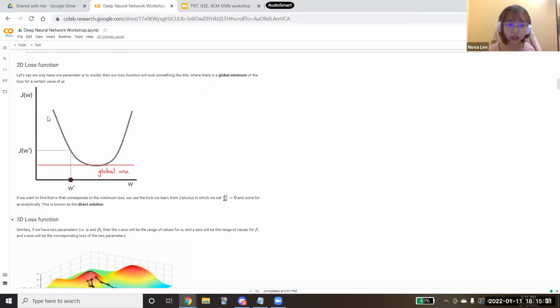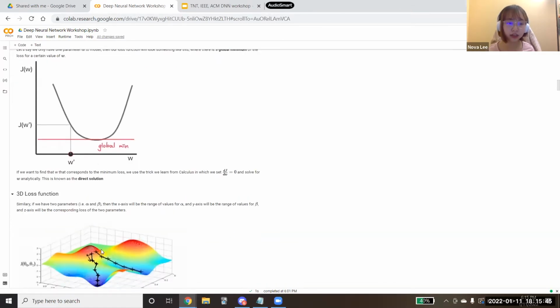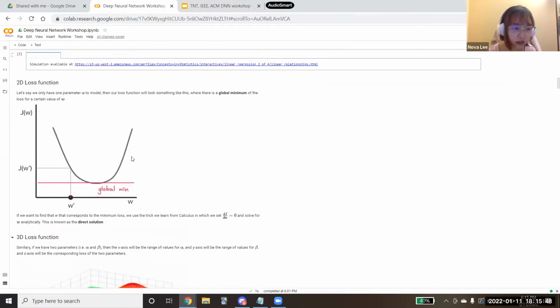We have a 2D loss function given by the graph that Michael is pointing at right now, and we will apply the same idea to loss functions that have more dimensions, for example 3-dimensional graphs. If we have this 2D loss function given by the graph, it is really easy to find the minimum by setting the derivative of the loss function equal to 0, which is the red line shown. It's the global minimum. Yeah, and this is called the direct solution.